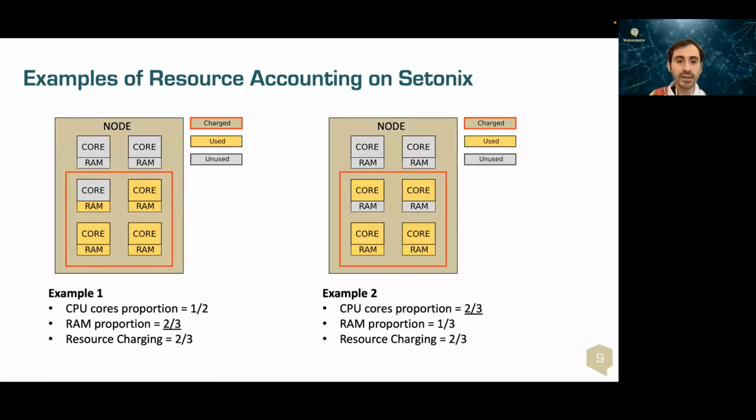In this other example, we are requesting 4 cores out of 6 and 2/6 of RAM. Here, the largest fraction is the core fraction, which is 2/3, and so the charging is for 2/3 of the total node, times, of course, the hours of usage for the fraction of a node.